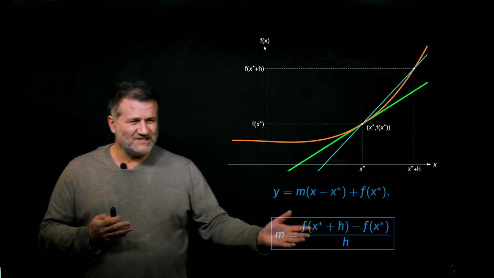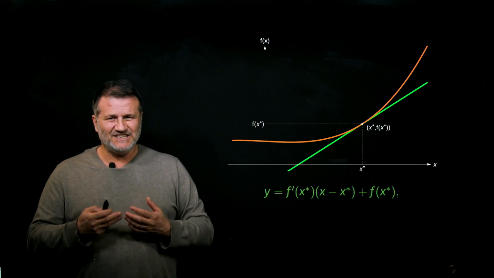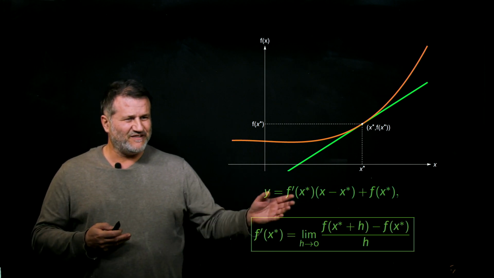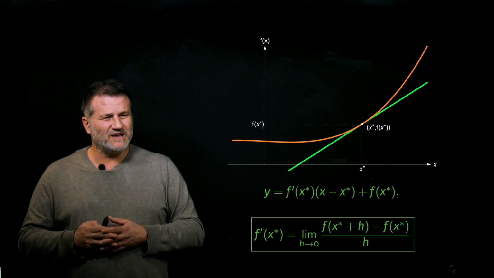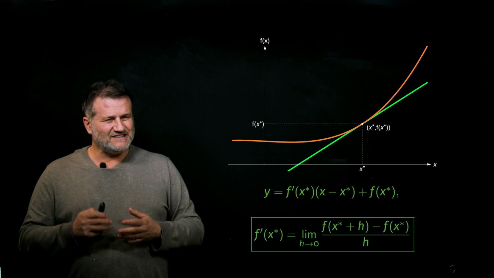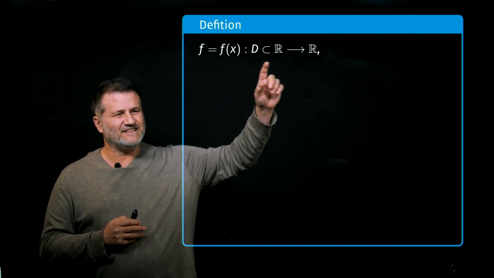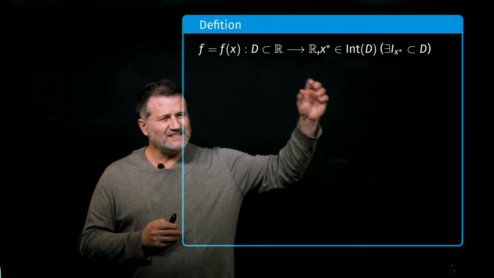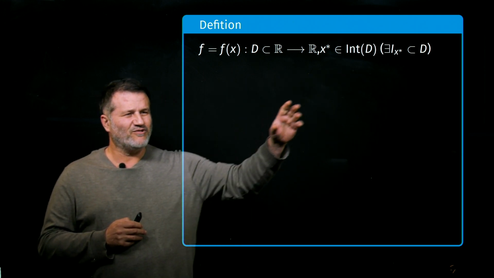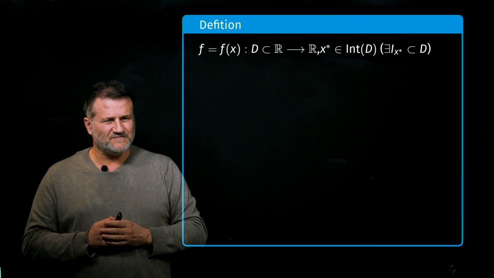Since we cannot take h equal to 0 in this formula, we are naturally led to consider the limit for h going to 0. So we define this limit, and this should be the angular coefficient of the straight line we are looking for. This led to the following important definition. So let f be a function of real variable defined on a domain D, a subset of the real line, and a point x* in the domain, which is in the interior of the domain, that is, for which there is a neighborhood of the point entirely included in the domain.